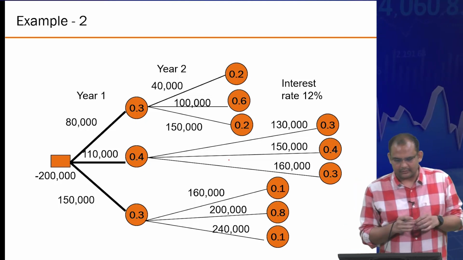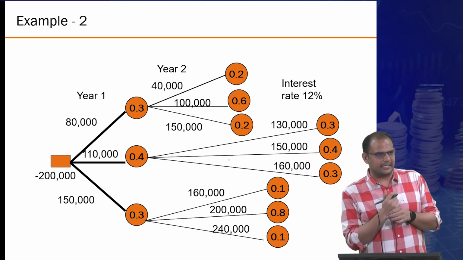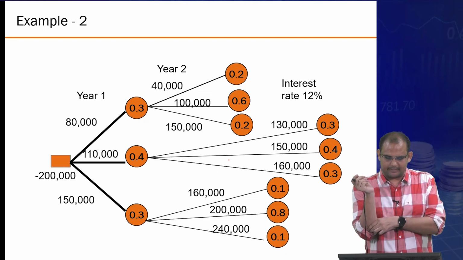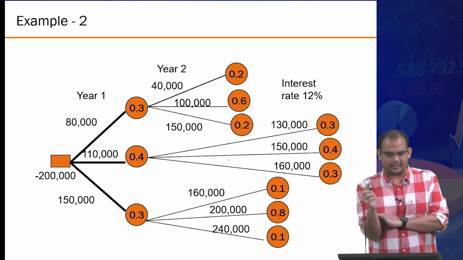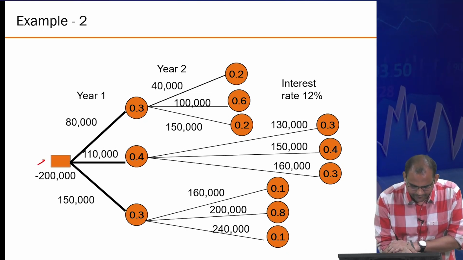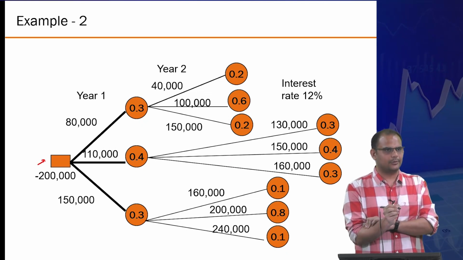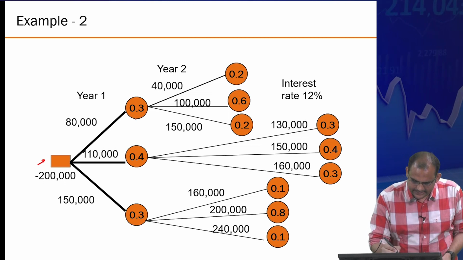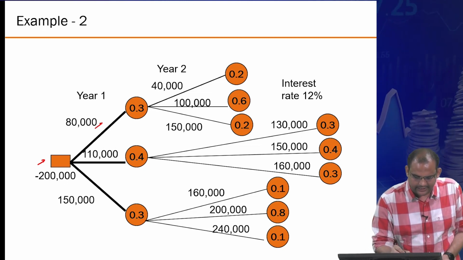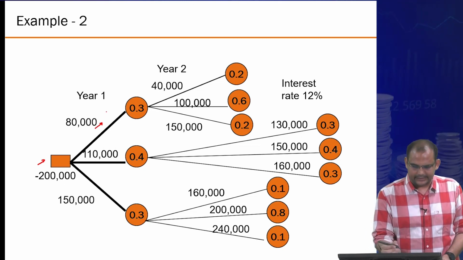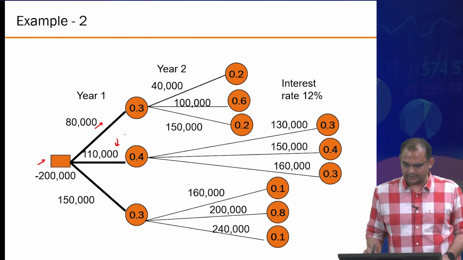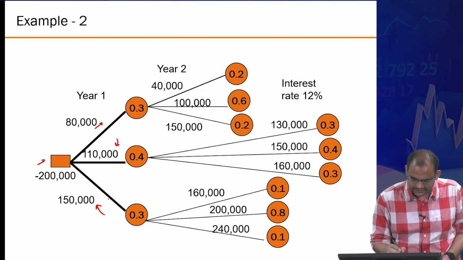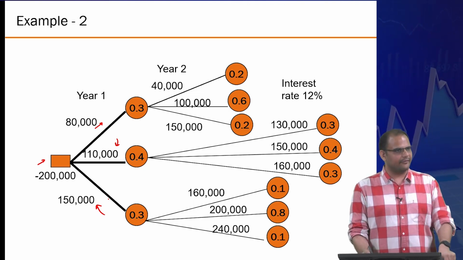All right. Let's look at a little bit more complicated example, and I'll solve this example with 2 methods. Both of them will give the exact result, but let me give you the example. So the first cash flow is 200,000 rupees. Then there is a 30% chance that the cash flow in year 1 would be 80,000 rupees. There is a 40% chance that the cash flow in year 1 would be 110,000 rupees. And there is a 30% chance that the cash flow in year 1 would be 150,000 rupees.